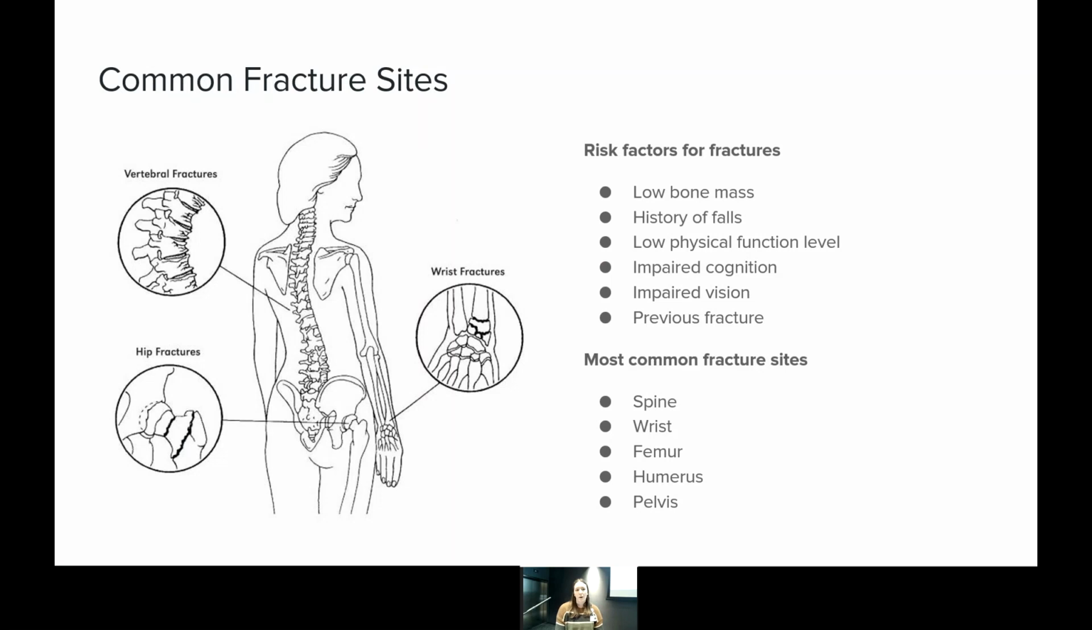So we're going to talk a little bit more about fractures next. The most common fracture site is the spine, the hip, and the wrist, but they also occur in the humerus, which is the upper arm bone, and the pelvis. Fractures can be devastating for an individual, and they often lead to decreased mobility and increased dependence on others. Risk factors for fractures are low bone mass, a history of falls, low physical function level, impaired cognition, impaired vision, and previous fracture.